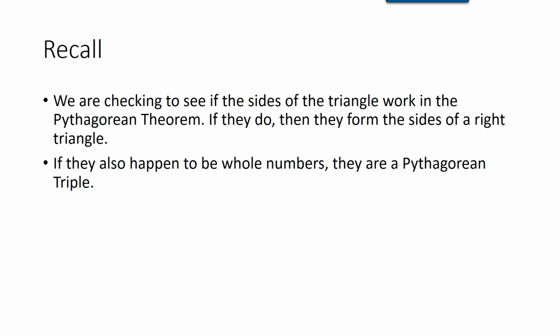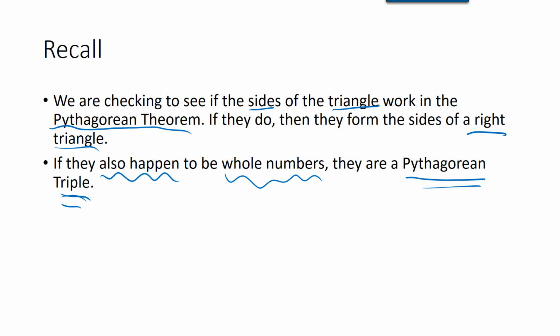I said this on the first slide, but what we're doing is we're checking to see if the sides of a triangle work in the Pythagorean theorem. If they do, then they form a right triangle. Now, if they work in the Pythagorean theorem and they also happen to be whole numbers, then they're called a Pythagorean triple. Okay? Now, these particular questions aren't going to ask you if they're a Pythagorean triple, but I'm going to use them to review what that idea means.